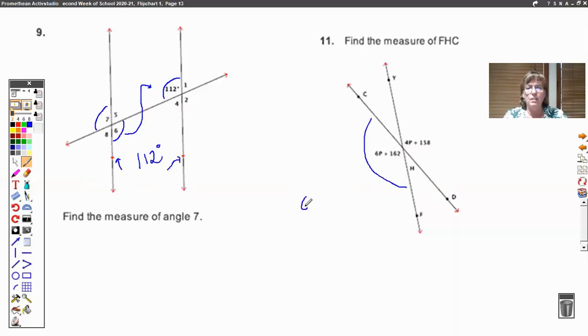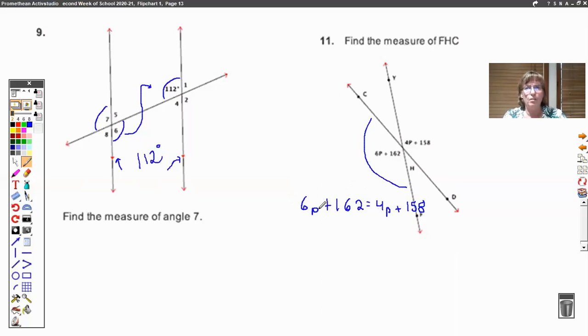So I know that 6P plus 162 is equal to 4P plus 158. And so we know that they have the same measure, so they're equal to each other. So we're just going to go straight to step 1, get rid of subtraction. There isn't any. Step number 2, solve distributive property. There's no distributive property. Step number 3, combine like terms. Nothing to combine here, nothing to combine here.